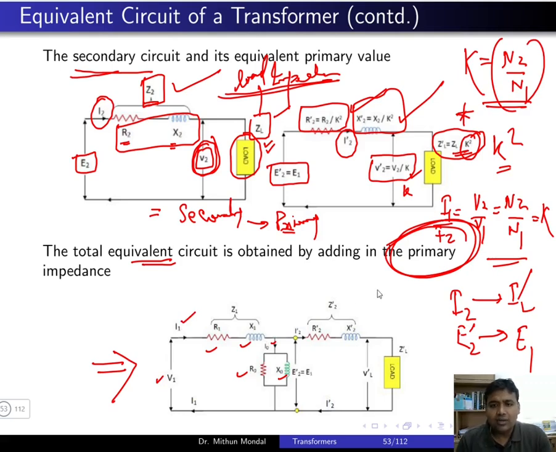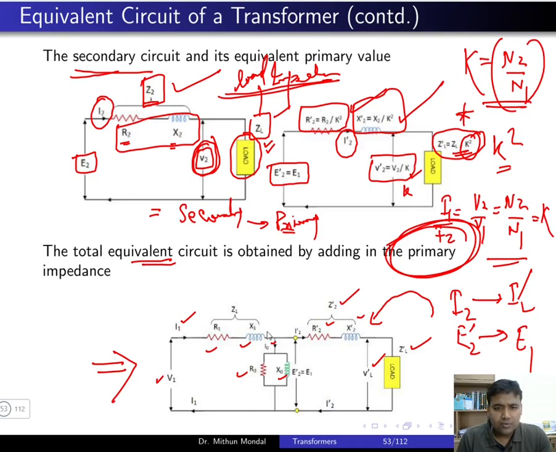Only thing is that we are taking the secondary parameters on the primary side of the transformer. So load has become ZL dash, voltage VL has become VL dash, and all this resistance and the reactance has become Z2 dash, by the appropriate transformation with the help of transformation ratio.